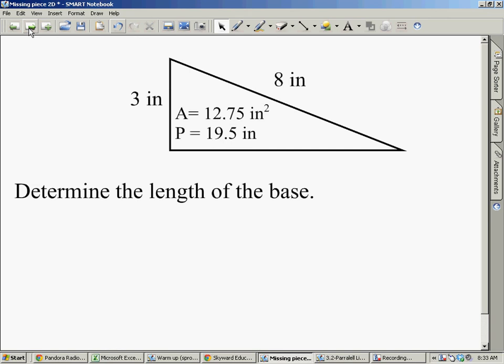Determine the length of the base. I've given you the area and the perimeter of the triangle again, so I'm going to again show you both. You only need to do one. I'm going to start with the area. I think back to my notes. My area, the formula is area equals 1/2 times the base times the height, where the base and the height are coming from your right angle, whatever two sides make up your right angle. Plug in the information I know. I know the area is 12.75.